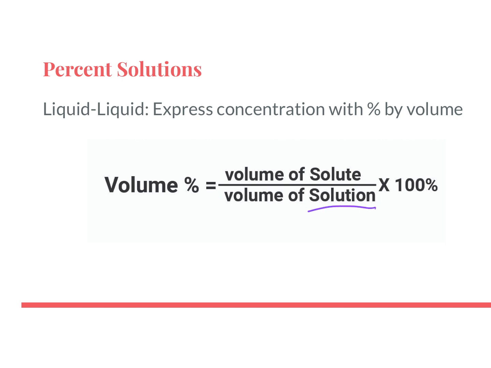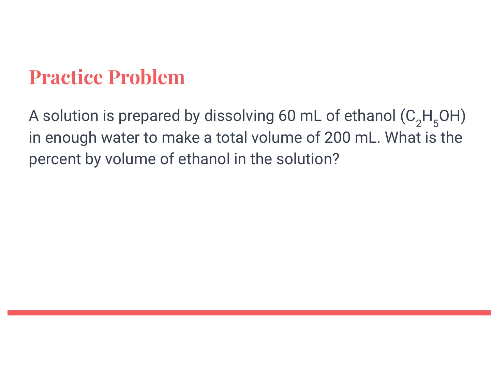The key here, solution is always the total volume. So maybe write yourself a little note. Okay. So total volume, meaning it'll be the solute plus the solvent. Okay. Sometimes you'll get a word problem that kind of like tries to trick you with its wording. Okay, so this time a solution's prepared by dissolving 60 milliliters of ethanol and enough water to make a total volume of 200 mils. What's the percent by volume of ethanol?